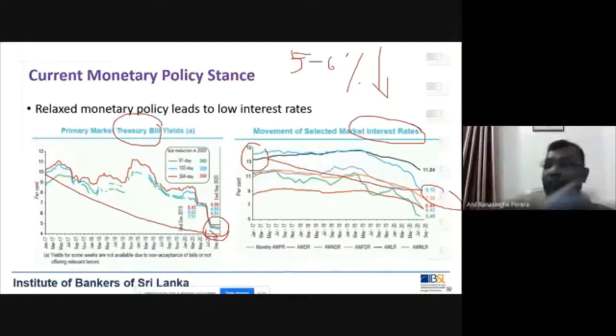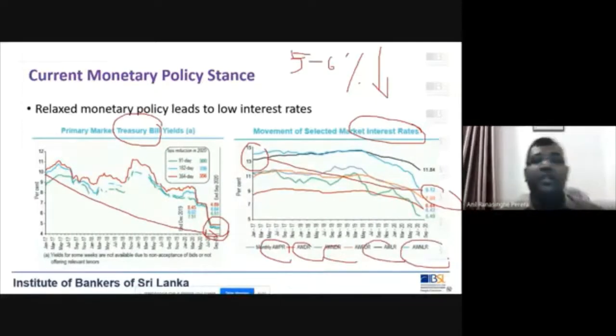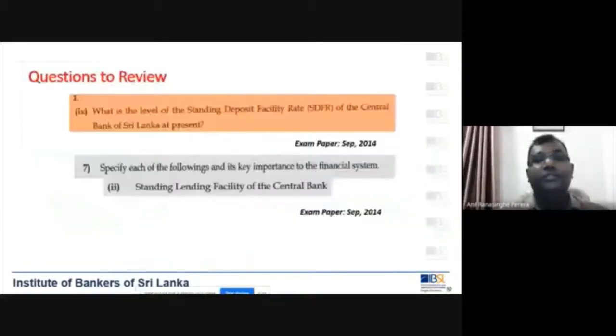So I think you are very clear what the central bank has done in terms of policy relaxation measures. Now here we have various interest rates, AWBR, DR, etc. I'm going to discuss these different terms next week. But overall, from this chart, you will see interest rates have come down over the period due to the monetary policy relaxation measures. Now, after that, you have some questions. You can go through these questions. As I said, you have to know the numbers.